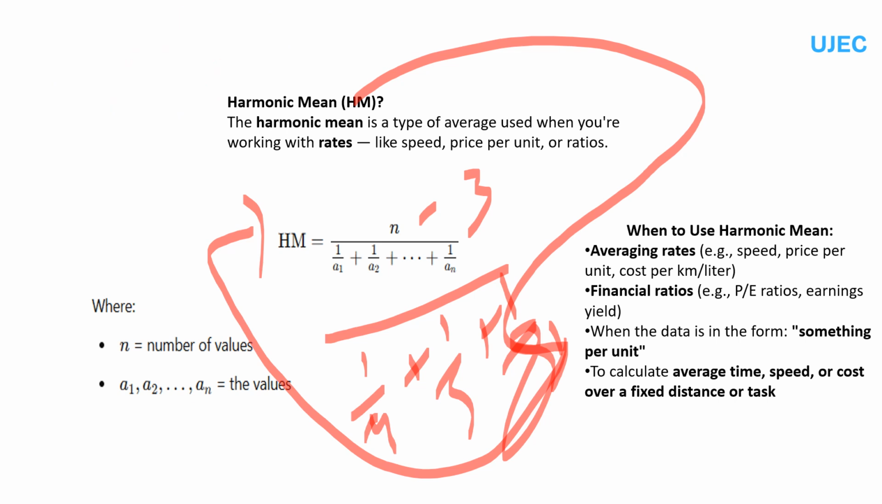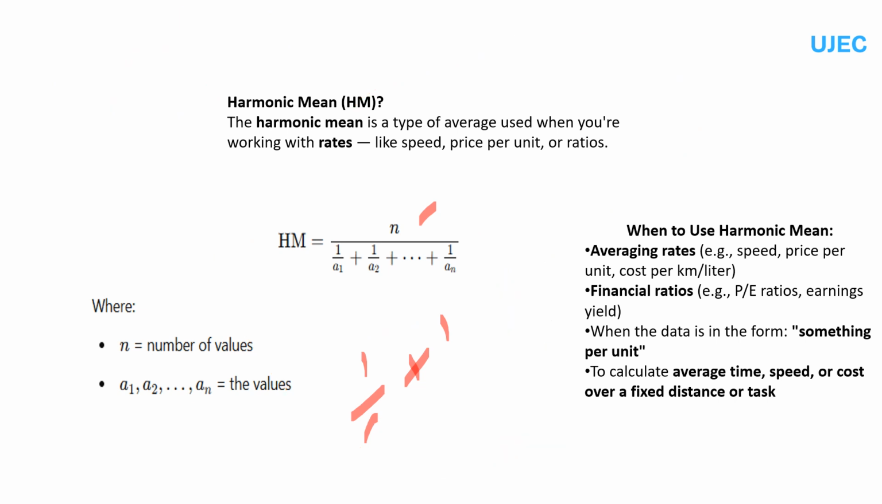Harmonic mean is generally used when you have to do financial ratio analysis and things like that, or you have to calculate average time, speed, or cost over a fixed distance or a task. So that's when harmonic mean is used. You will get to know more about it when you actually solve some problems. Before that, it will be a little hard to digest, but okay, we can get through it.